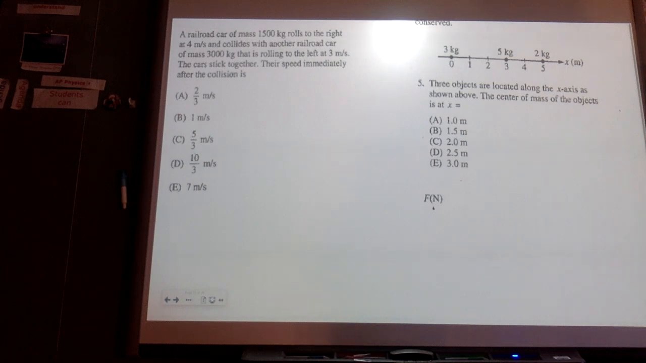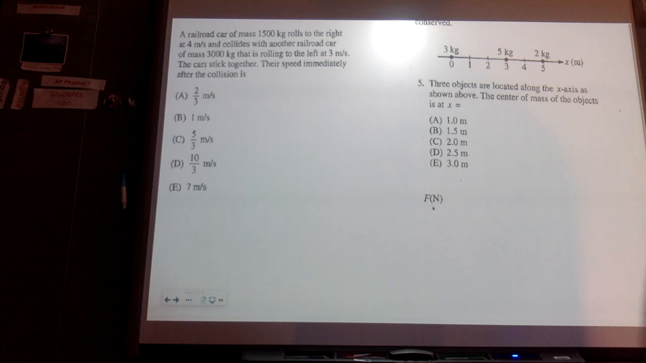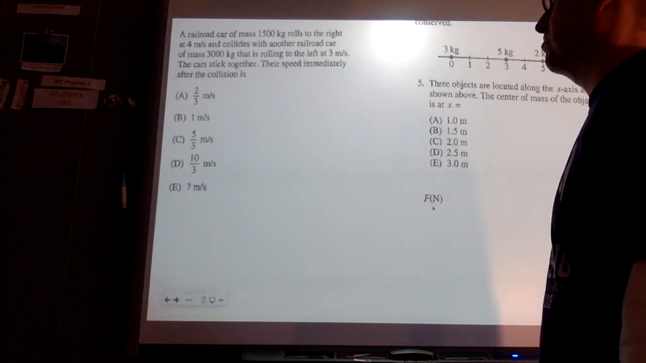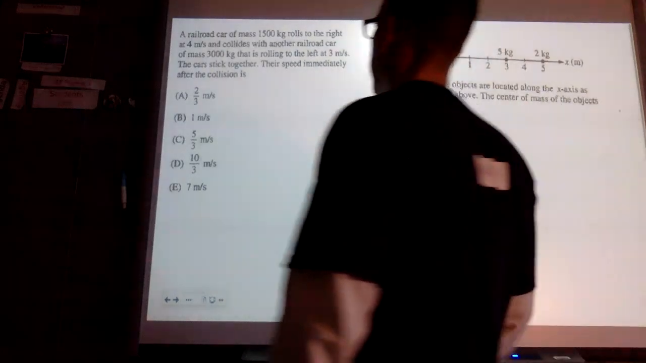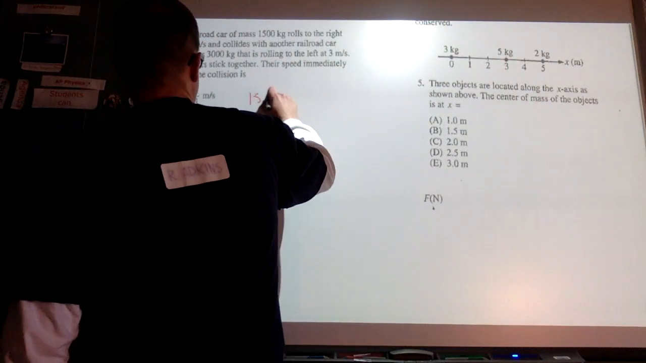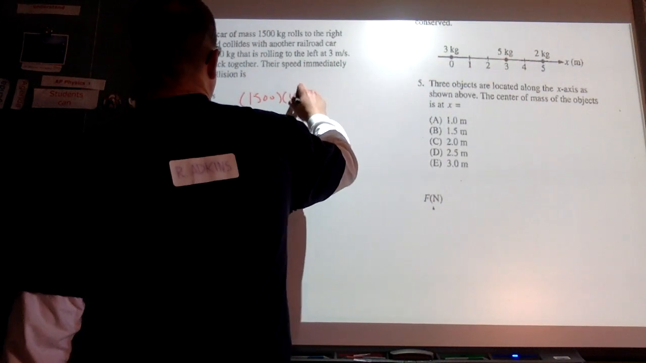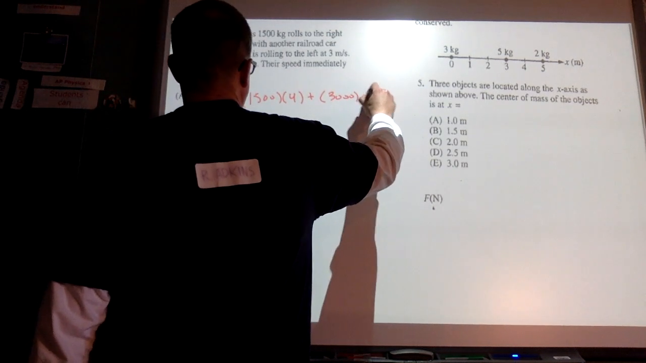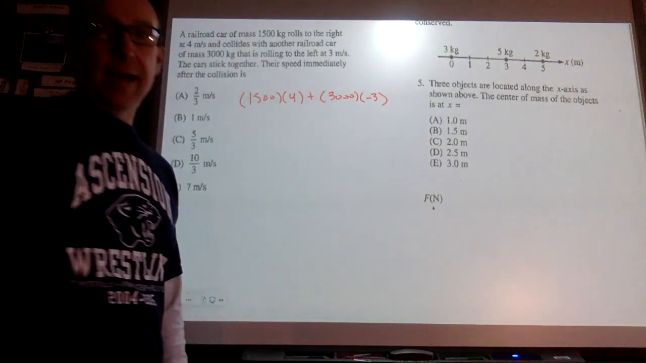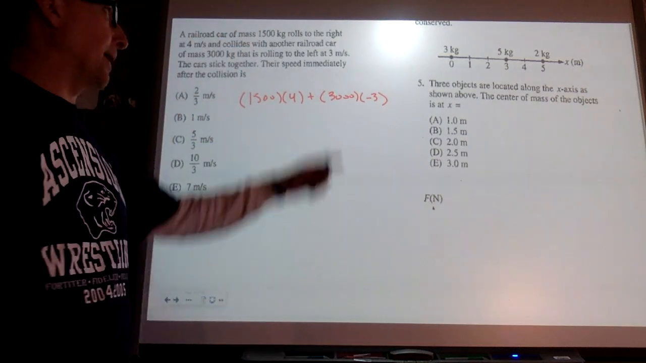A railroad car of mass 1,500 kilograms rolls to the right at 4 meters per second and collides with another railroad car of mass 3,000 kilograms rolling to the left at 3. The cars stick together. Their speed immediately after the collision is? So when they have you do this, they're almost always going to have them going in opposite directions. So you have to put a negative in.